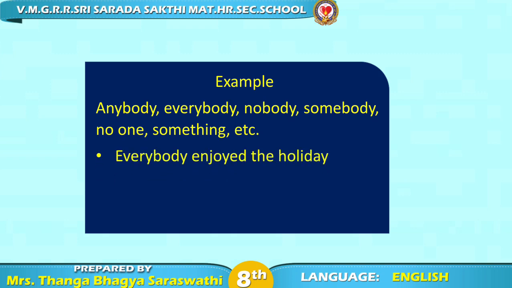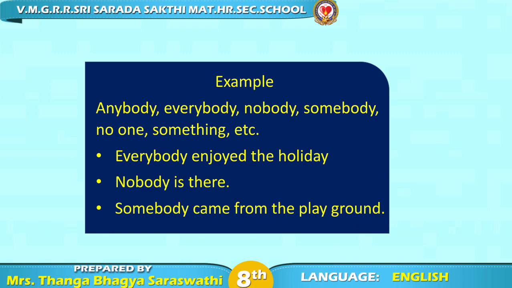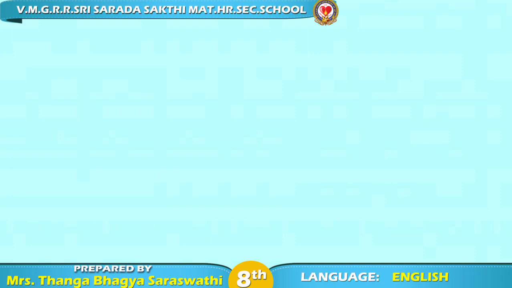Everybody enjoyed the holiday. Here everybody may include many persons, but we couldn't know how many persons they are. So here everybody is an indefinite pronoun. Nobody is there. Somebody came from the playground. Somebody here may refer to many players or maybe persons or teachers, but they couldn't mention them. They have mentioned them as somebody. So it is called an indefinite pronoun.